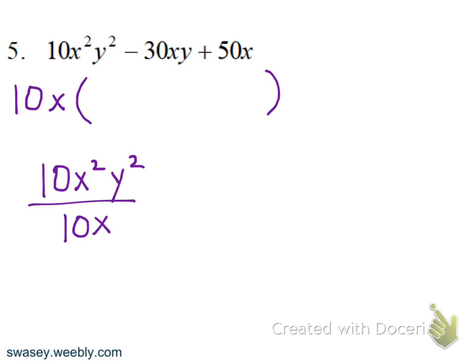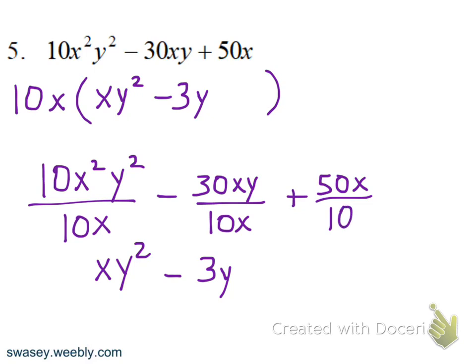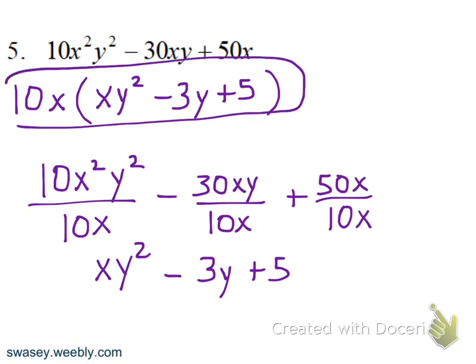10 divided by 10 is 1. x squared divided by x is x to the first power. And then you see y squared as well. Next term, negative 30xy. Divide that by 10x, and we get negative 3y. And then final term, 50x. Divide that by 10x, and we get positive 5. You can check it by distributing.